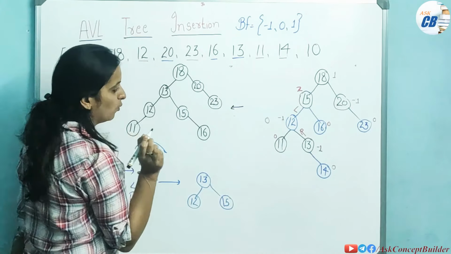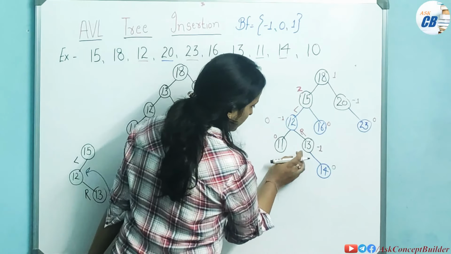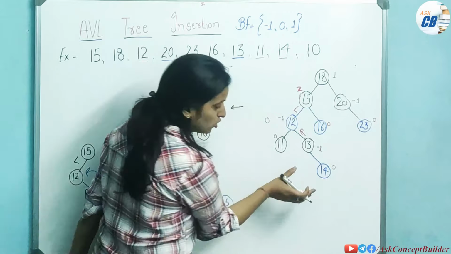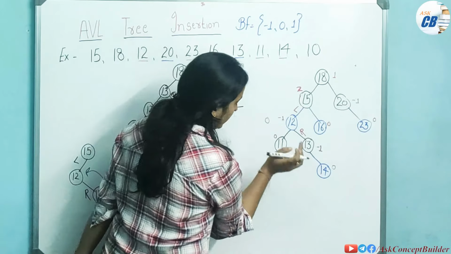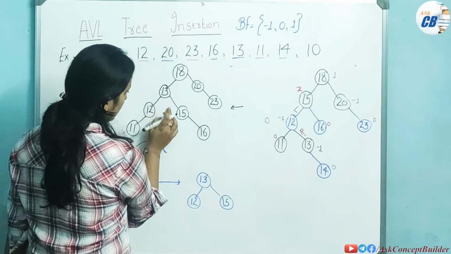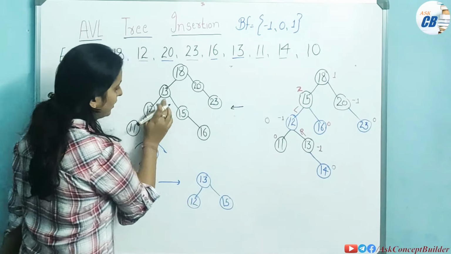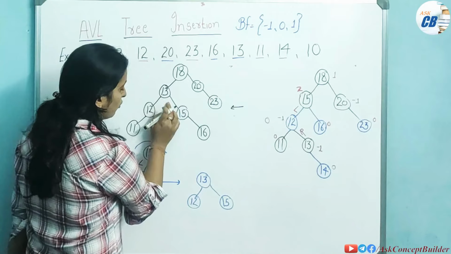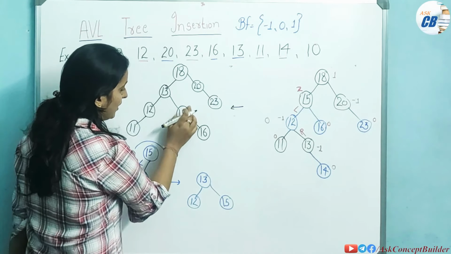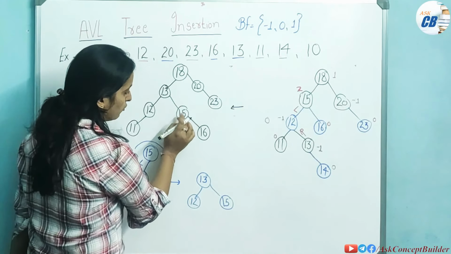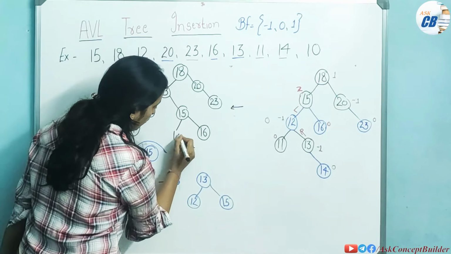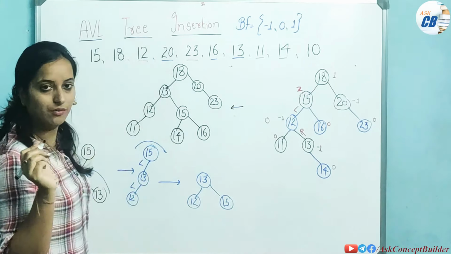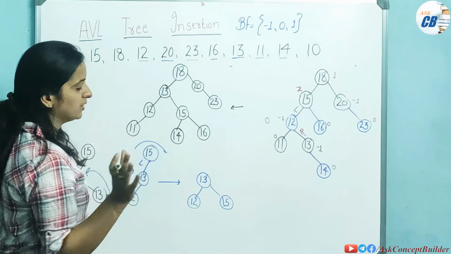Now what is left? This 13 we have included. Now this 14. 14 is on the right of 13, but it already has a node here. Now where will it come? So 14 will come here, but then we will check with this node. 14 is smaller than 15, so 14 will come here on the left of 15. Now your tree is balanced.